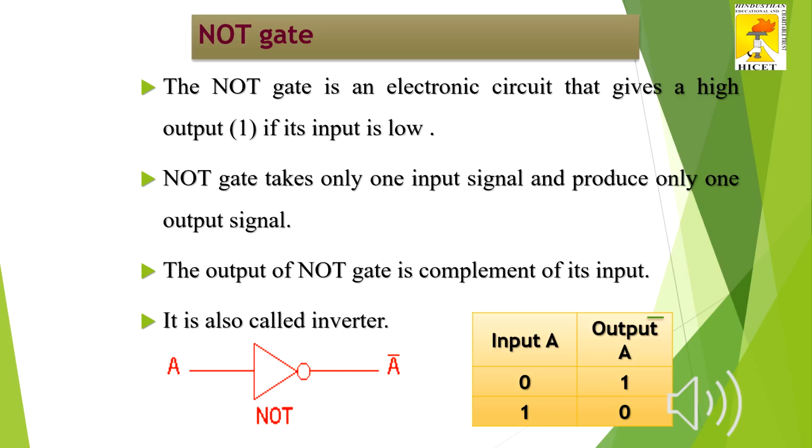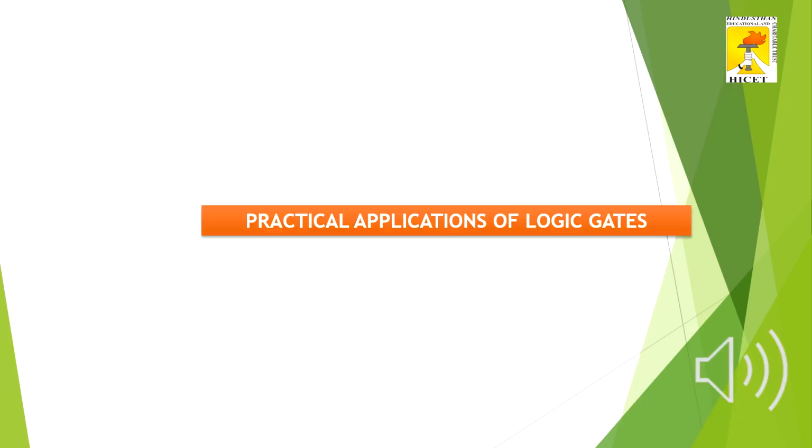That means if your input is 0, it gives the output as 1. If the input is 1, it gives the output as 0. This is the notation for the NOT gate. Okay, it is called an inverter. Next, we are going to learn about the practical applications of the logic gate.